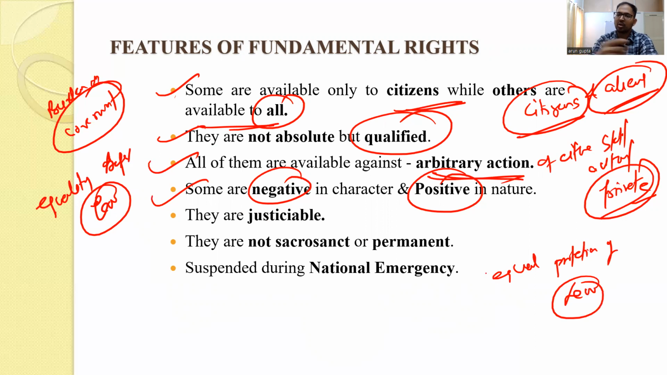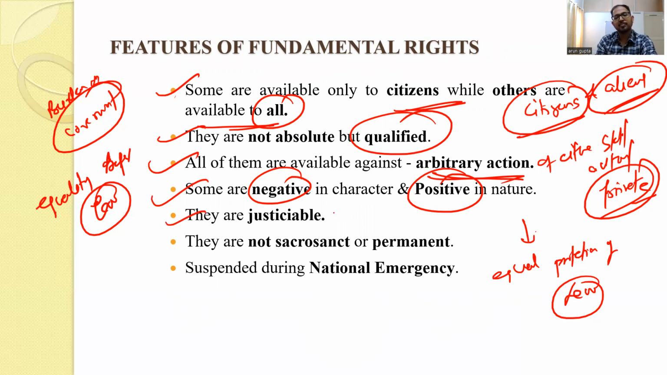So according to this, all are equally protected by the law. So here the government has to do something, or here the government cannot do something. So this is about equality before law and equal protection of law. This is how some of the fundamental rights are negative and positive in nature.